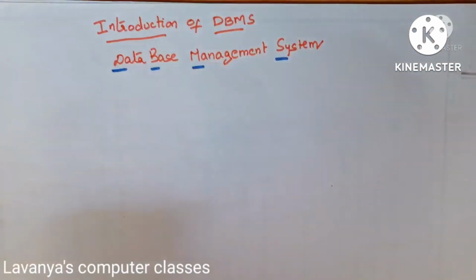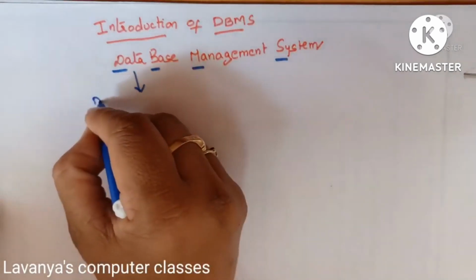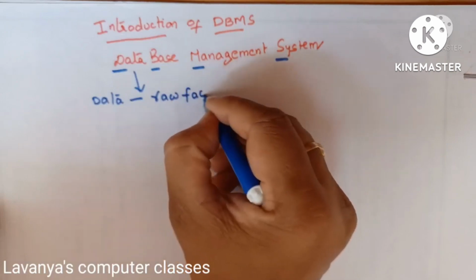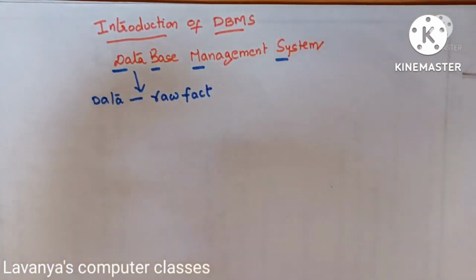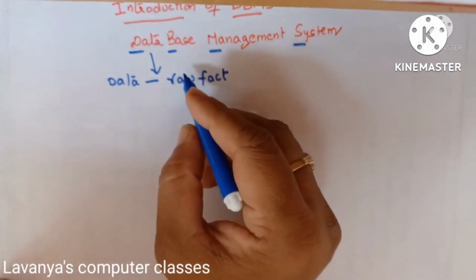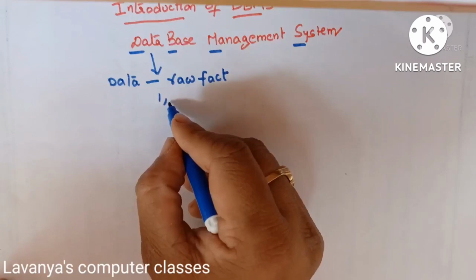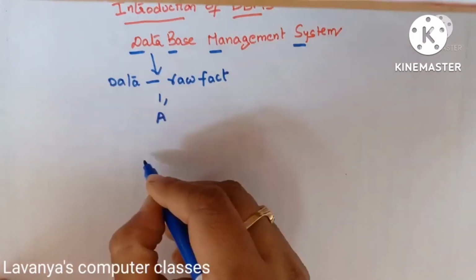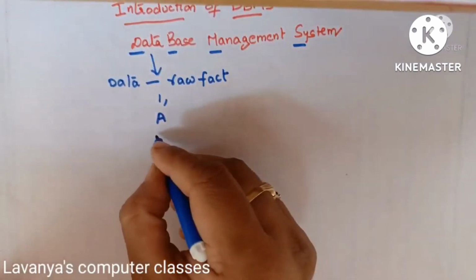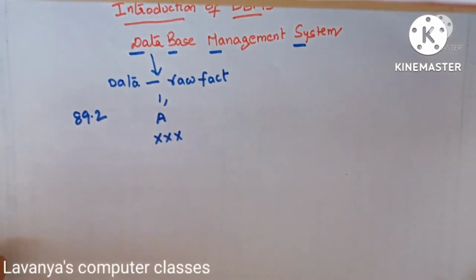In this full form, first I will explain what is data. Next, what is database. So what is data? Any raw fact is known as data. What is the meaning of raw fact? Raw fact means anything you are typing using the keyboard. For example, 1 is a data. A is a data. Any value you are typing through the keyboard is called data. For example, x or 89.2. All of these are called data.